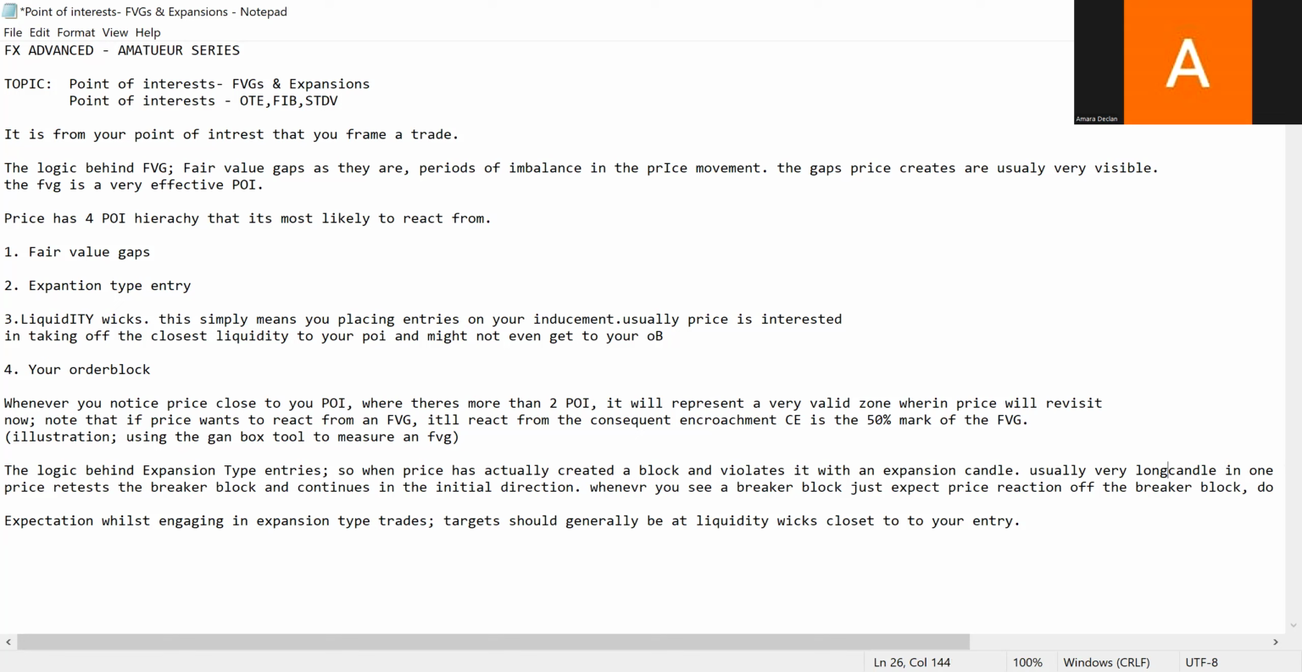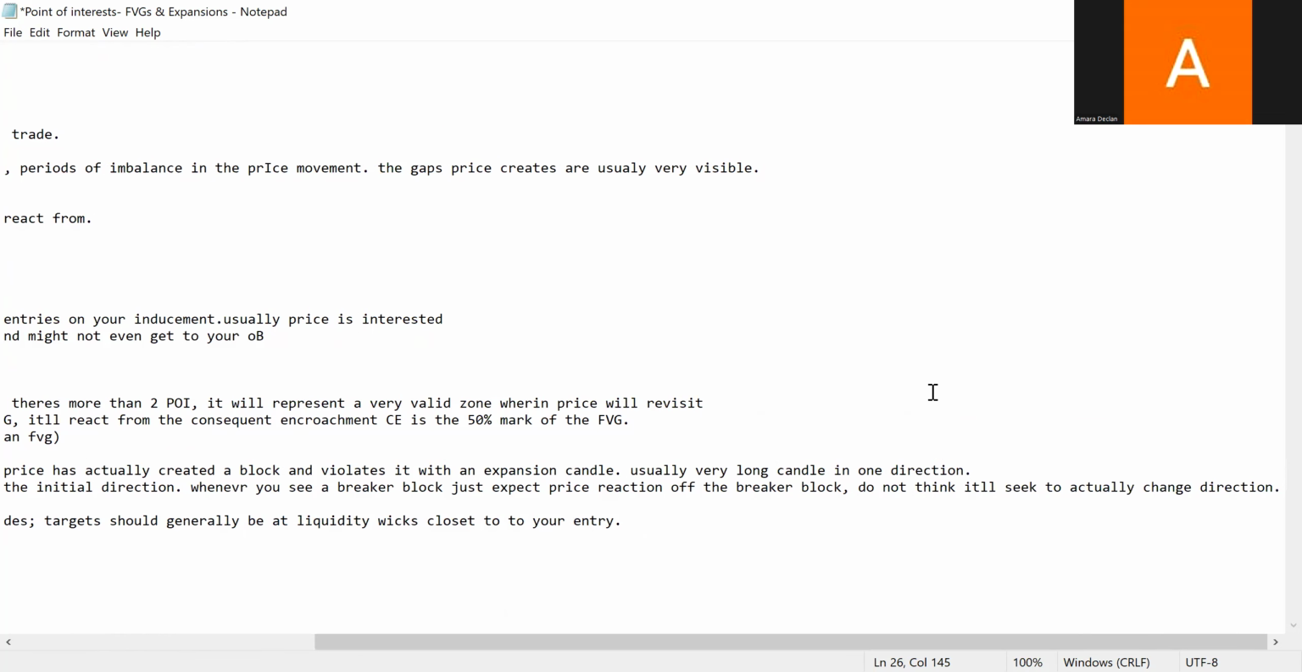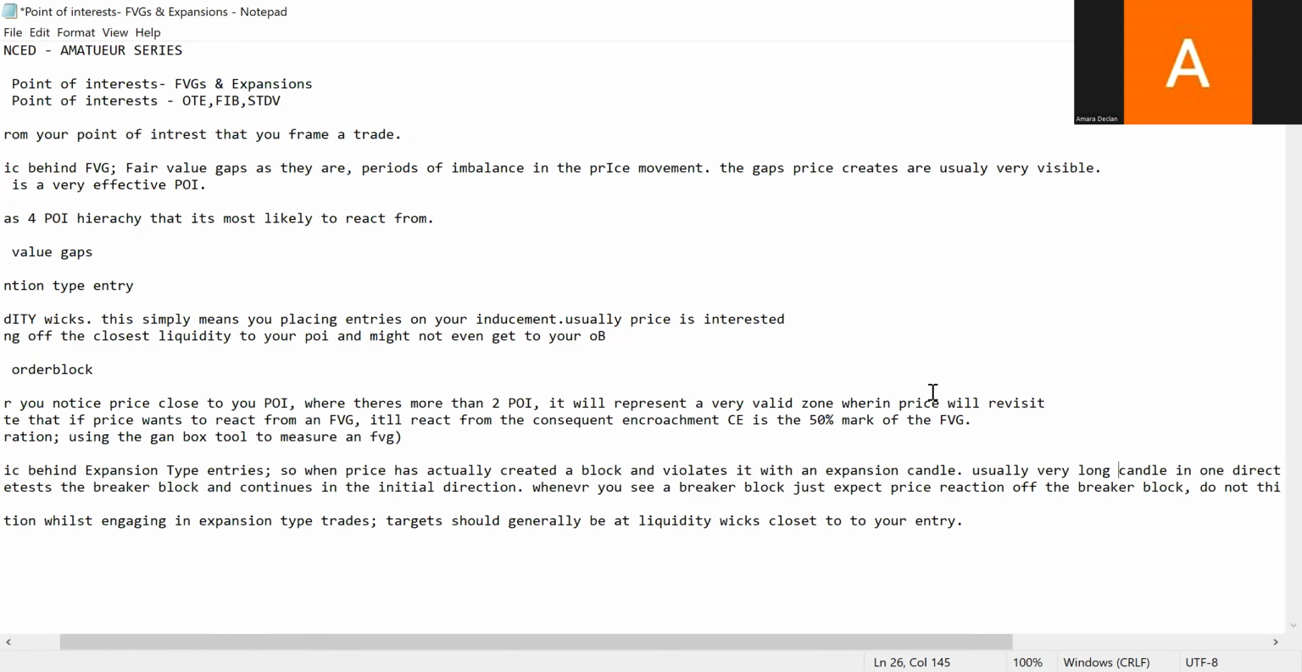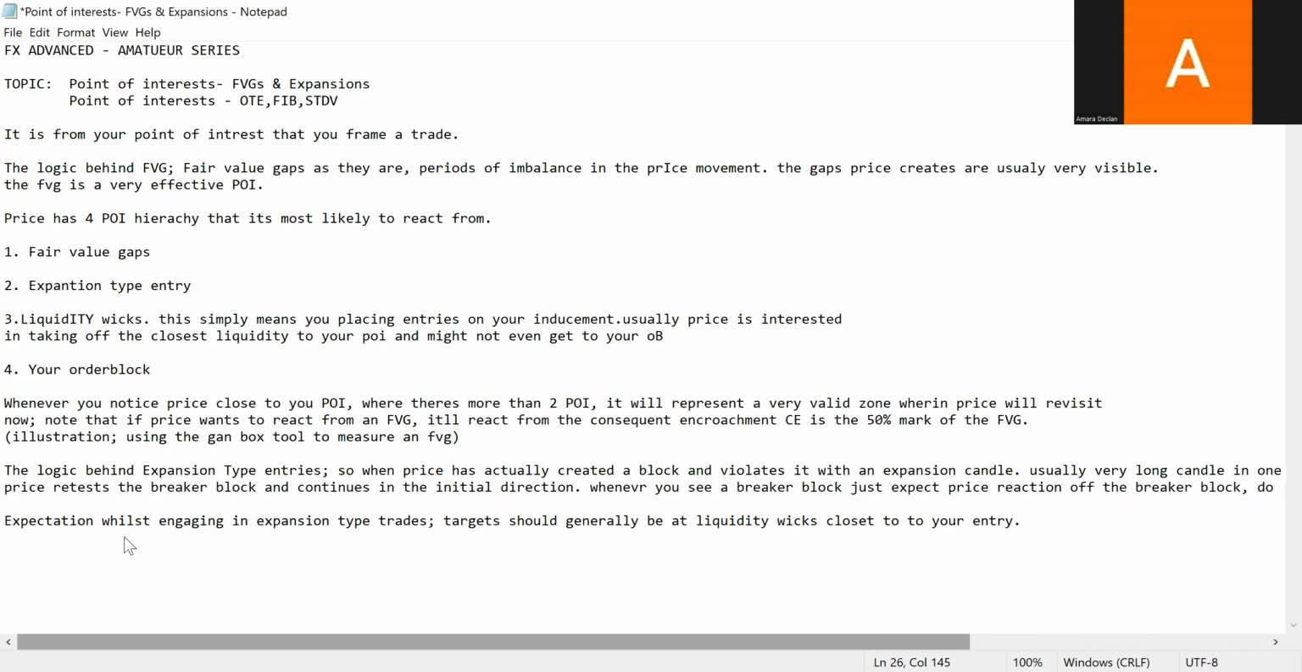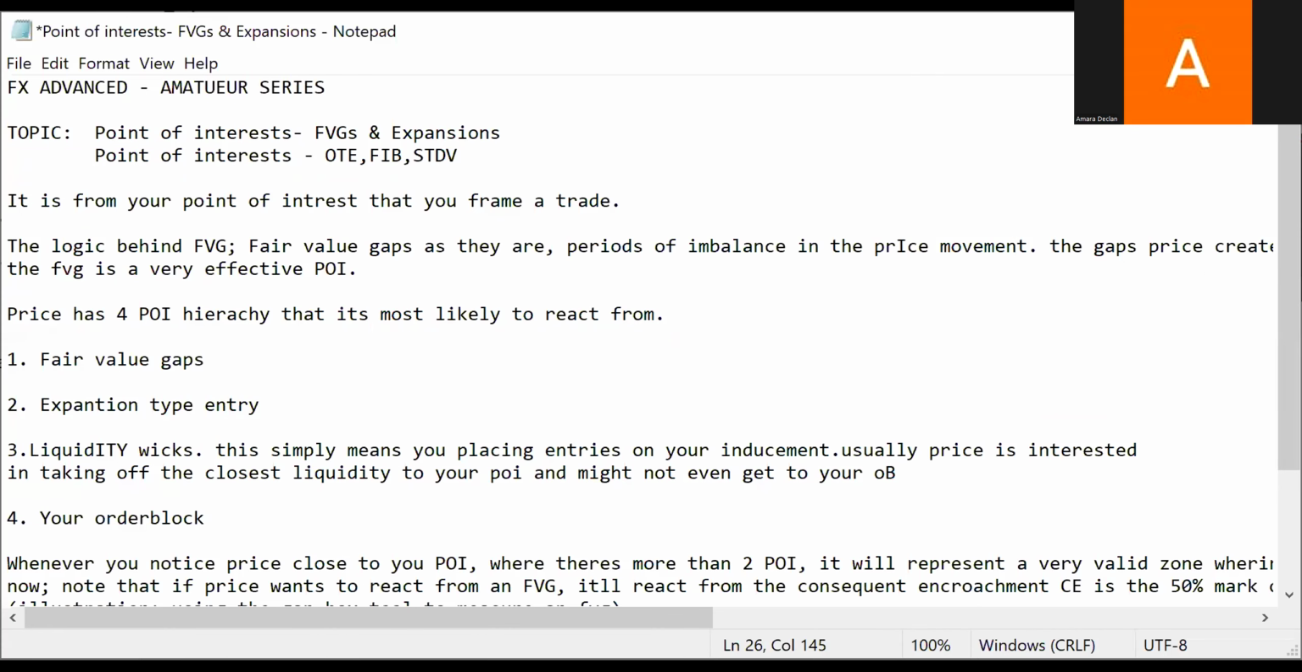Okay. Price retests the breaker block and continues in the initial direction. Wherever you see a breaker block, just expect price to react on the breaker block. Do not think it will actually change the direction. So your expectation while engaging in expansion type trades: targets should generally be liquidity closest to your entry. Now let's look at the charts for more explanations.